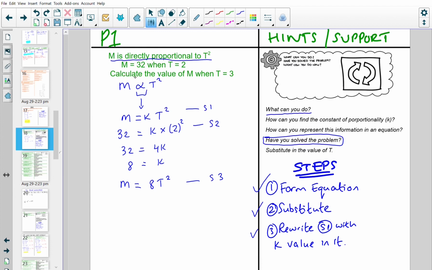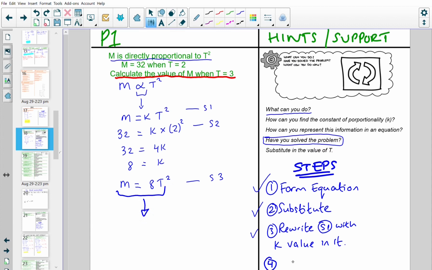Look what it says here at the end, the last sentence. Calculate the value of m when t is equal to 3. This means that there will be one final step here. In P1, there is a fourth step, which would be calculate the value of m when t is equal to 3. So in here, when t is equal to 3, what would the answer for m be? So we need to substitute t with 3.